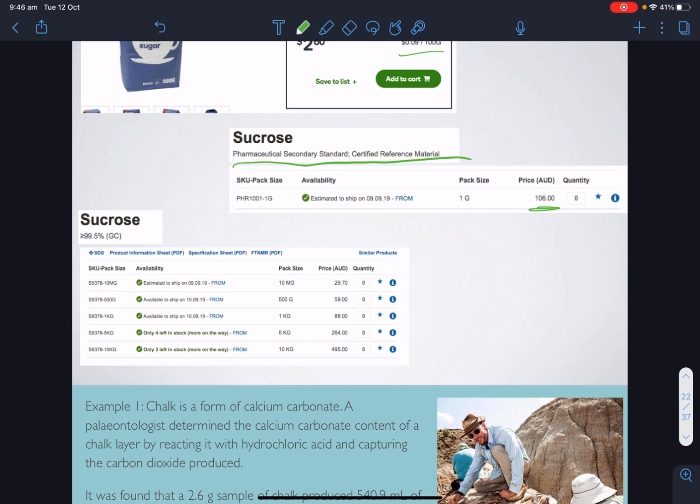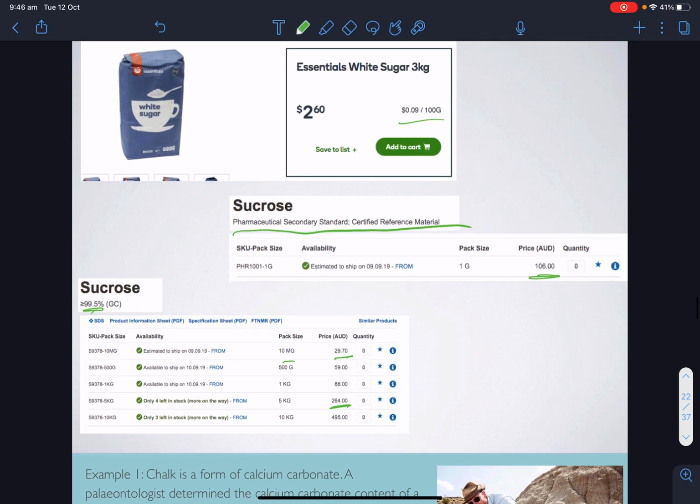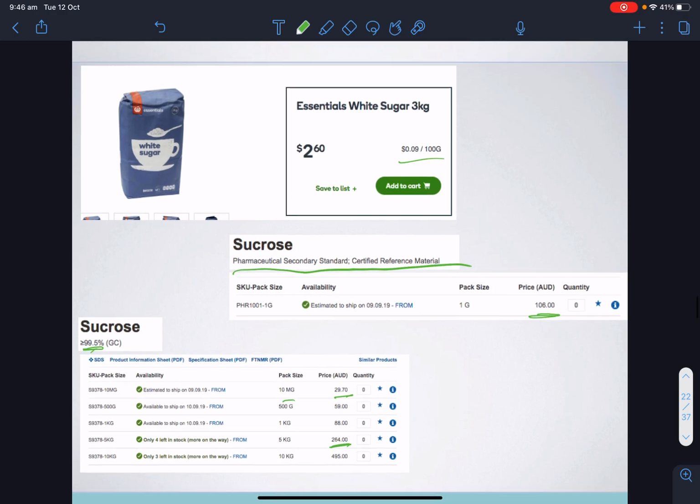And here I think is some other source. Different sizes, I'm not too sure. Oh, here we go. It's greater than 99.5% sucrose. You can buy 10 milligrams for $30, or you can buy 5 kilos for $264. So you can see that the higher the purity is, the more expensive it is. It's harder to get it that pure.